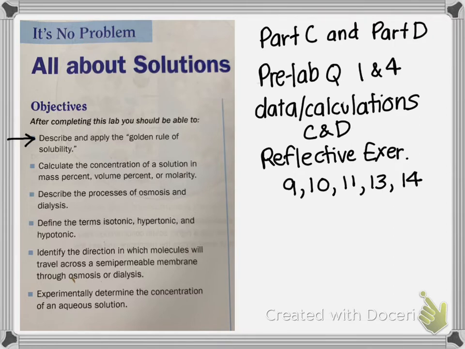All right, so what we're going to do is our objectives. We're going to apply the golden rule of solubility, which we'll talk about when we get there. We're going to calculate the concentration of an unknown solution, and we're also going to determine the concentration of an unknown solution. Part A and B involve osmosis and dialysis, and so these objectives we will not be doing. So let's get started.